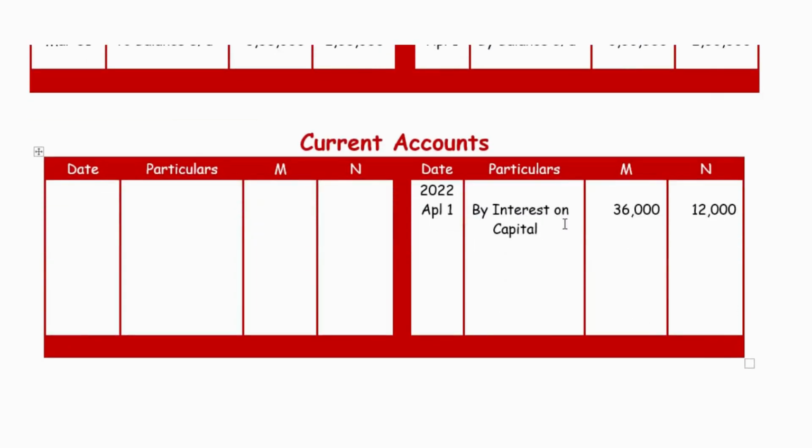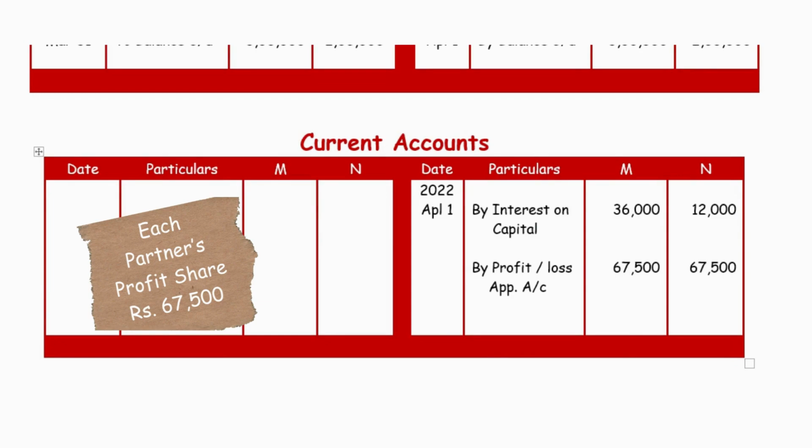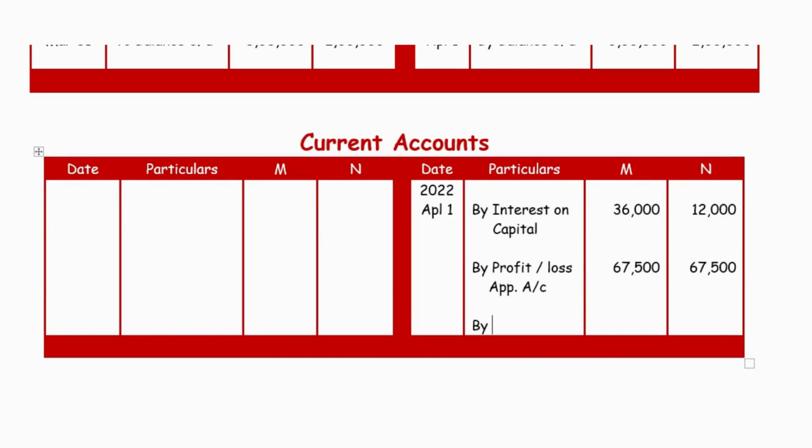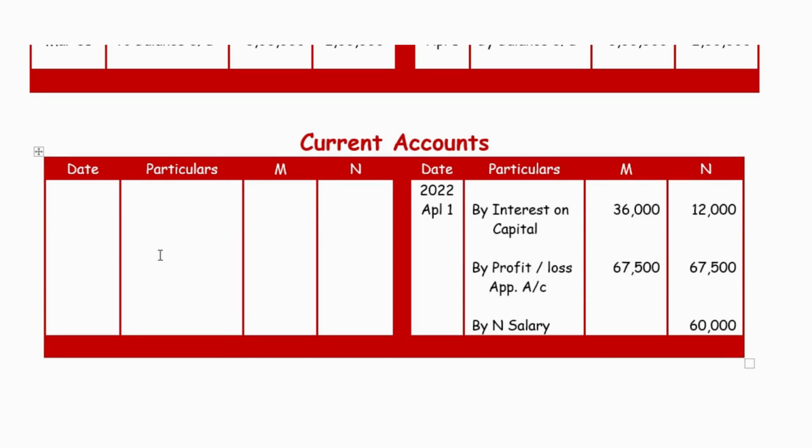Then by profit or loss appropriation account. This is the profit share from the profit or loss appropriation account. This is for the profit or loss transfer. It is 67,500 and 67,500. And one more, partner N will be getting a salary. So it is also from the P&L appropriation account to N's salary. It is 60,000.